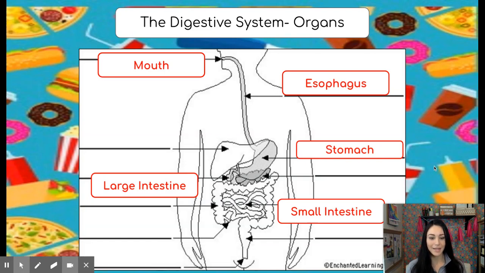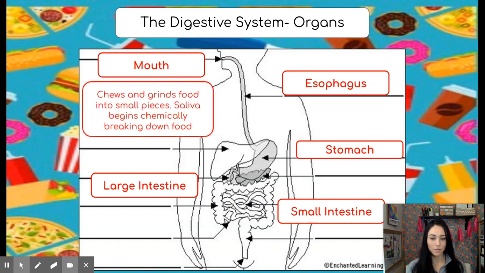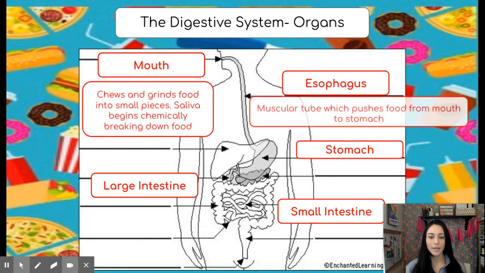Now, let's talk about the individual functions that each of these organs perform within the digestive system. So your mouth, that you've all experienced this before, is responsible for chewing and grinding the food into smaller pieces. The saliva in your mouth also begins breaking down the food chemically. Next, the esophagus, which again is the muscular tube passing from the mouth to the stomach, allows that food that has begun being digested and broken down in the mouth to move down to the stomach.